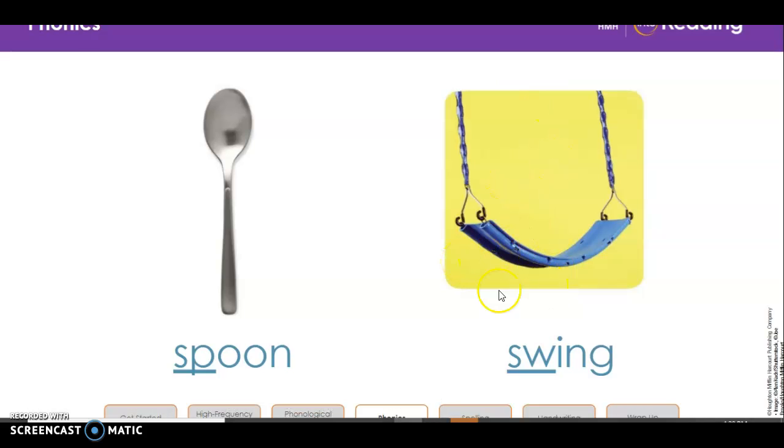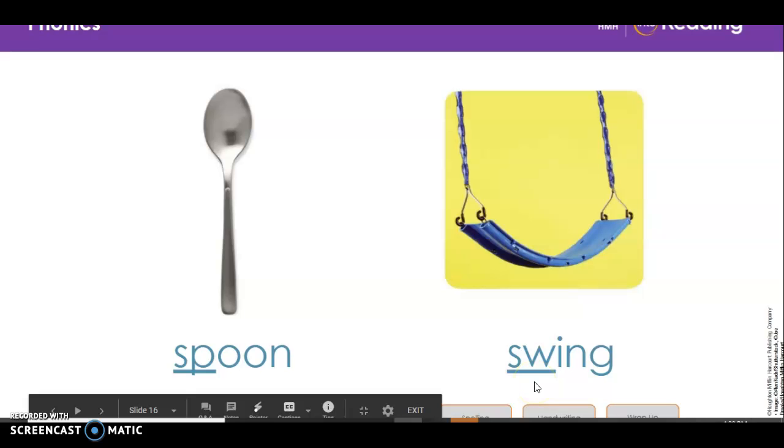The picture on the right is a swing. I hear two consonants at the beginning of the word swing. Look at the word swing. S and W form a consonant blend. Listen. Swing, sw. Say it with me. Swing, sw.